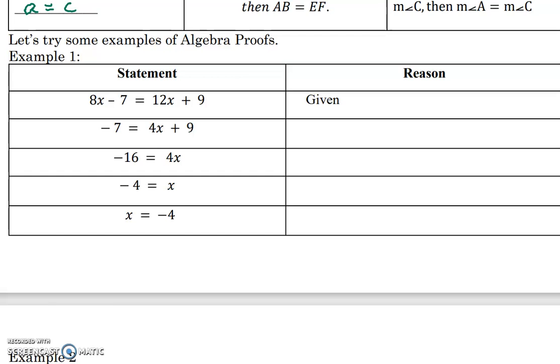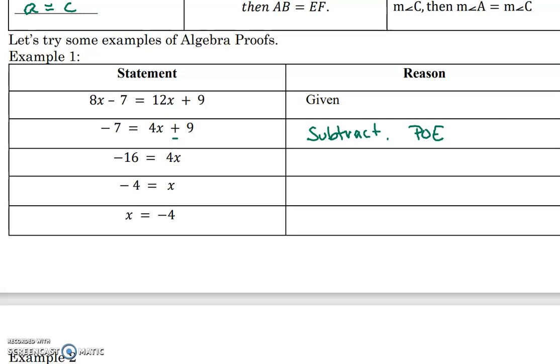So if we look here, it looks like we're getting rid of our 8x, right? And how did we get rid of it? Subtraction. So we're going to put subtraction property of equality. I just use POE to represent property of equality. Now, how are we getting from here to here?